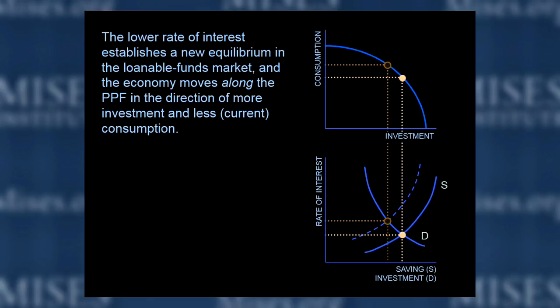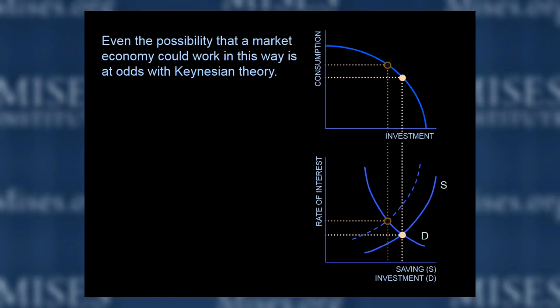Now, most other macroeconomists will just balk at that, somehow you're getting less consumption but more investment. And we'll show you why, because Keynes looked at it the other way. But it turns out that at lower interest rates, lots of investment projects become affordable, and investors are eager to use those resources, which will give output in future years or future months, whatever it is. Even the possibility that a market economy could work in this way is at odds with Keynesian theory.